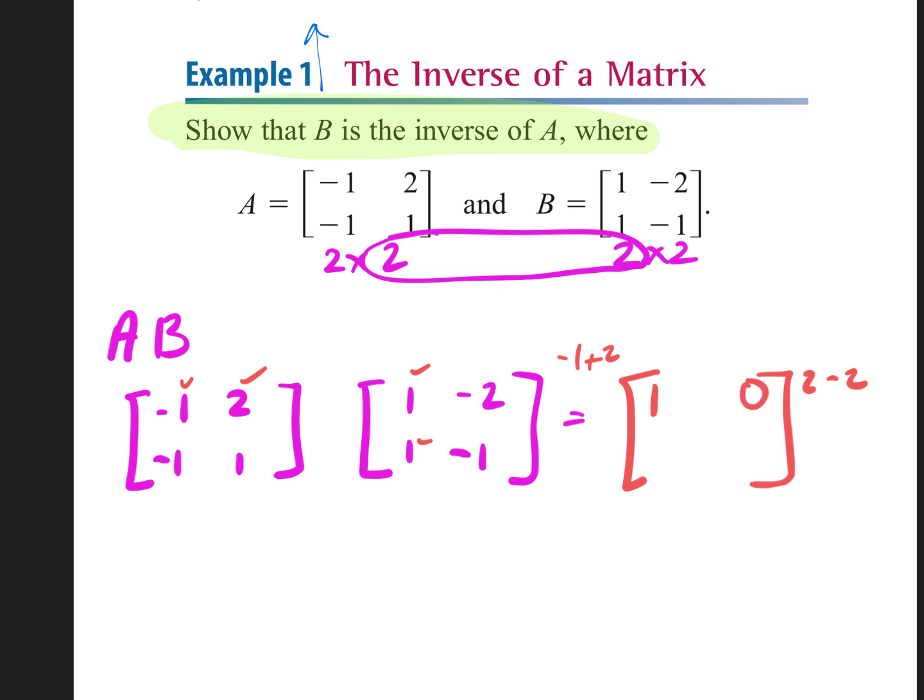All right, now I'm going to come down here. I'm going to find this piece right here. So I have second row, first column. What's negative 1 times 1?